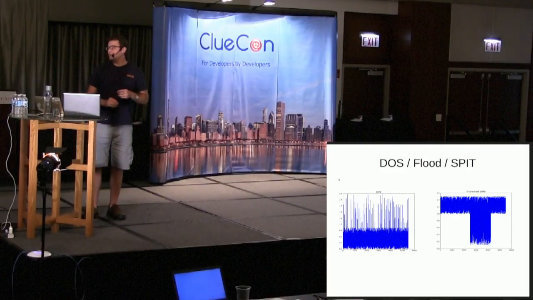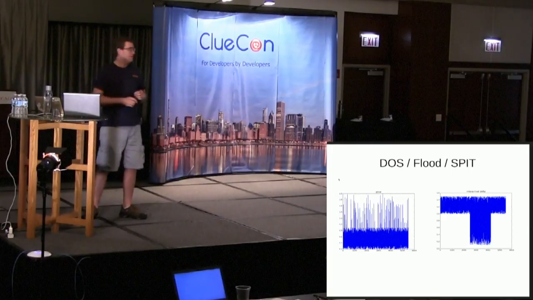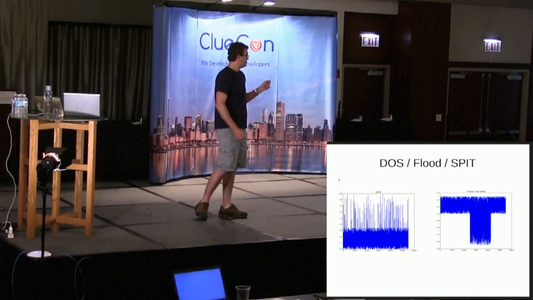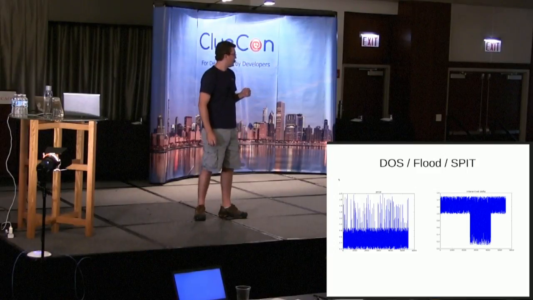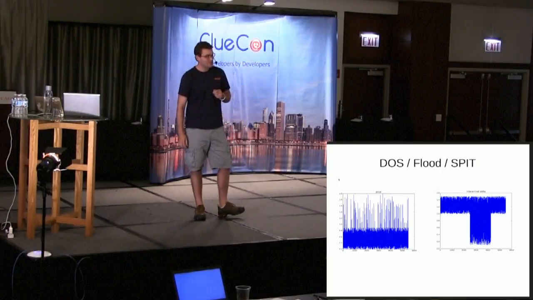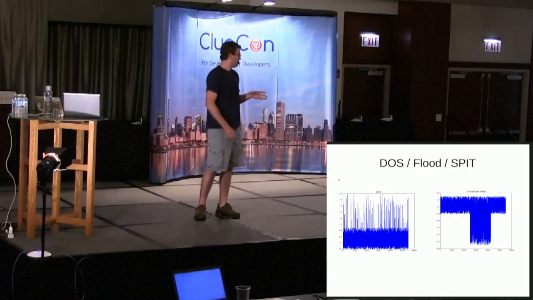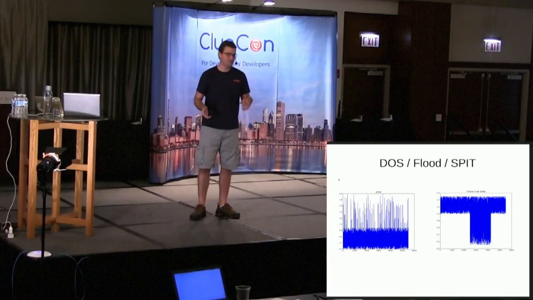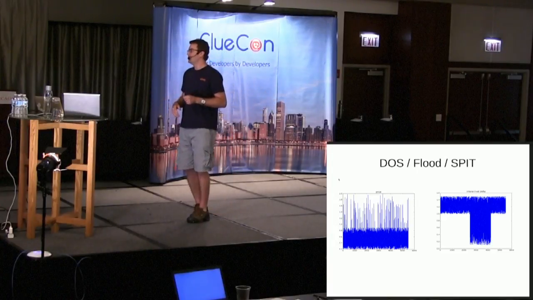So this is our first example. This is the DOS flood spit attack, and you can see on the left-hand side is the price of calling, and then on the right-hand side is the inter-arrival deltas. So everything's going really well for quite some time. We got an inter-arrival delta between 1 and 1.5 seconds, then all of a sudden, boom, it drops way down to 0.2 seconds.